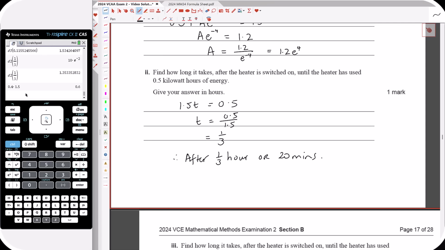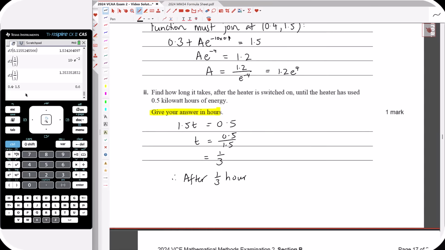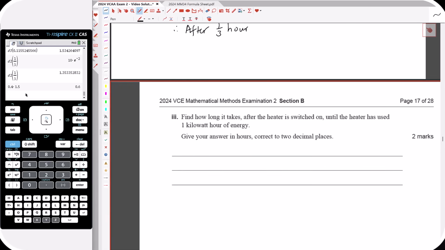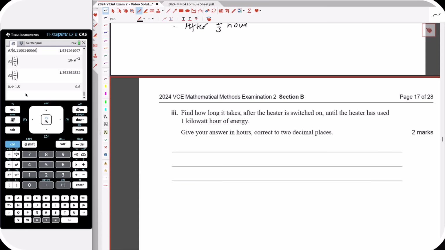It says give your answer in hours, so don't write the 20 minutes. So again, making sure before you move on, you go back, you reread the question, you think about those sort of levels of accuracy.